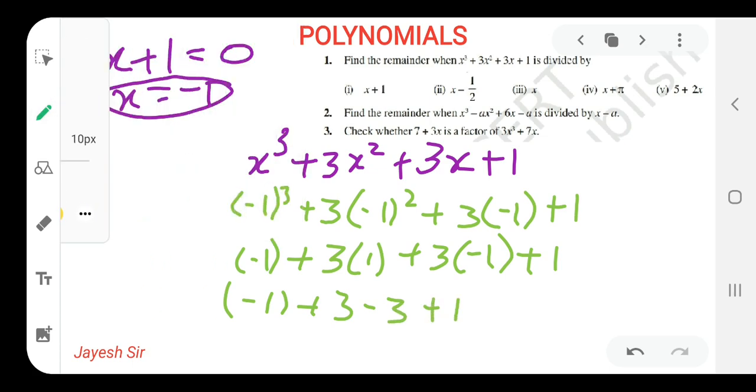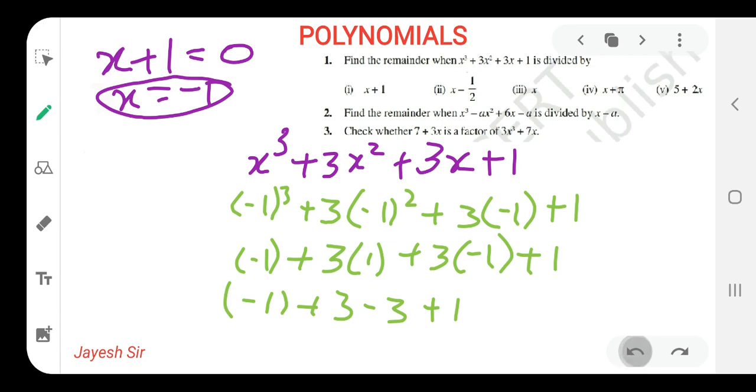After seeing the equation, what we can see, friends, is that plus 3 and minus 3 get cancelled. And here it is minus 1, here it is plus 1, they can also be cancelled. So our remainder is 0. If our remainder is 0, that means x plus 1 is able to completely divide the polynomial that was given to us. I hope you all have understood.